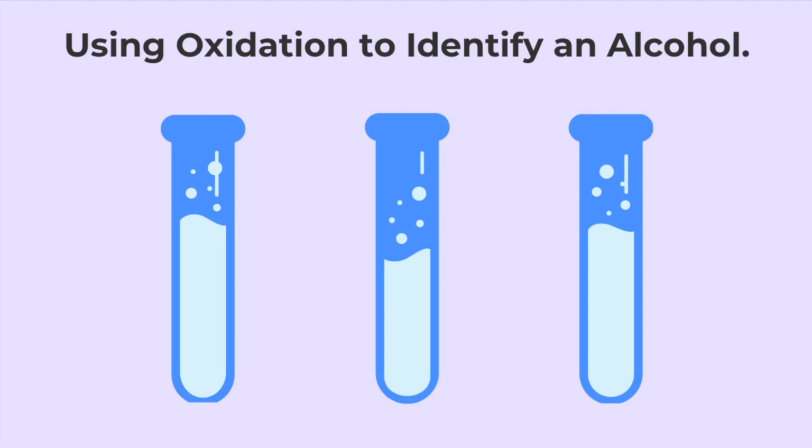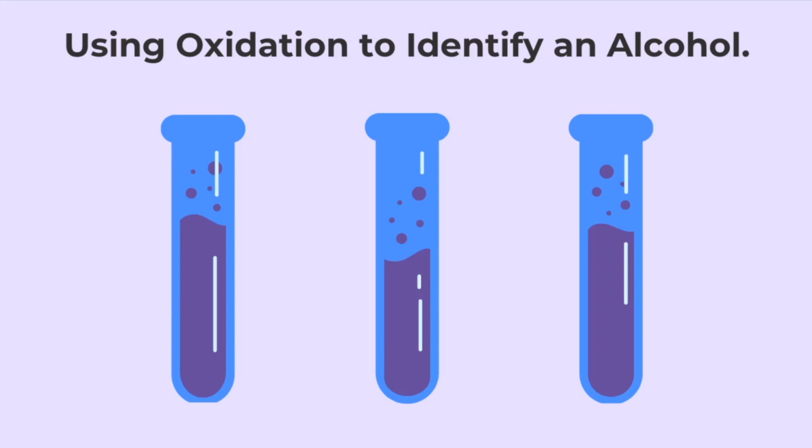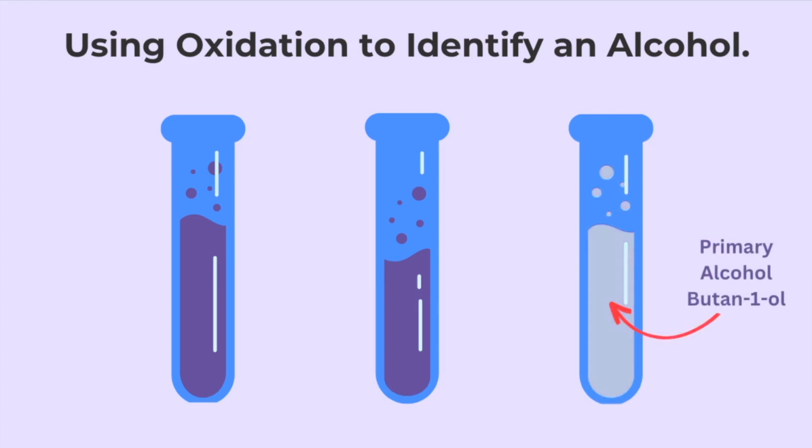Get ready, because we're bringing in acidified potassium permanganate. And guess what? All solutions turn a fabulous shade of purple. But in one test tube, this colour quickly changes to colourless. Why? The permanganate's being reduced to the pink or slightly colourless manganese 2+ ions. That's the primary alcohol, which reacts the fastest because it's got that OH group sticking out on the end of the molecule, ready for action.